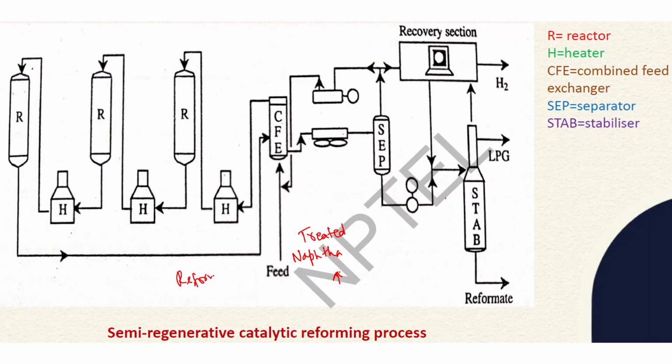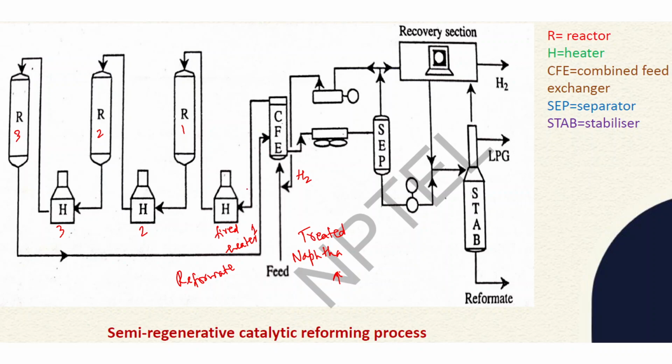Okay, the reformate from the final reactor. Here, three reactors are there. The reformate from the third reactor goes into a combined feed exchanger where the treated naphtha exchanges heat from the reformate. Along with the hydrogen, this heated mixture of naphtha and hydrogen goes into the first fired heater. This is fired heater 1, fired heater 2, fired heater 3, reactor 1, reactor 2, reactor 3.